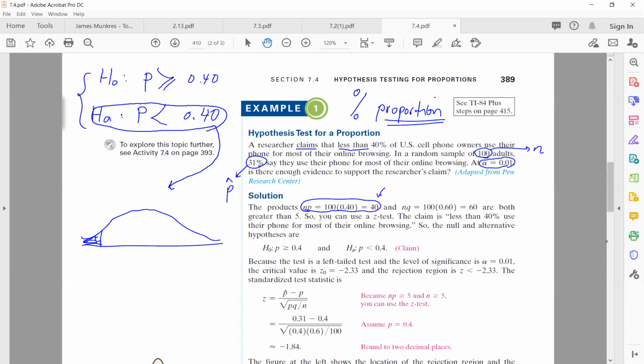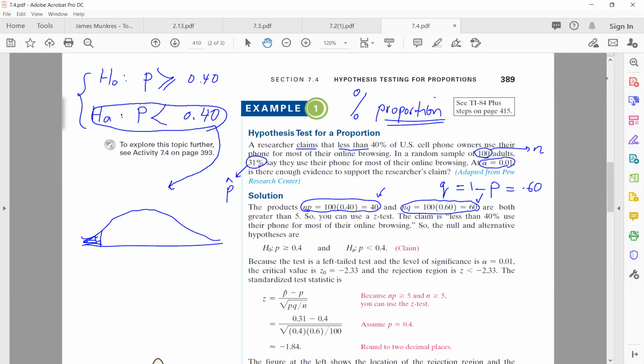Of course. N times Q. Remember that Q was 1 minus P. Since P is 40%, Q is 60%. N times Q: N is 100, Q is 60%, so 100 times 60% is 60. Is this greater than 5? Of course. So the normality is met.